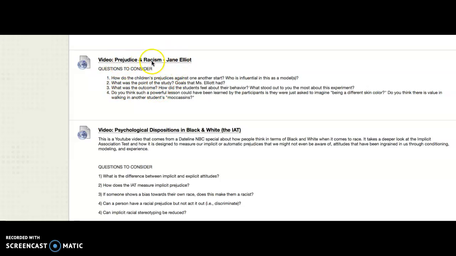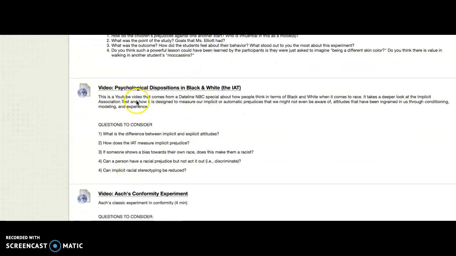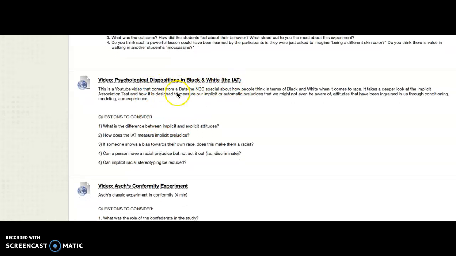So this discusses where prejudice and racism come from. It's Jane Elliott's study with her second graders, the brown-eyed, blue-eyed study. This is about a particular test that is designed to measure implicit prejudice. It's the IAT test. It's talked about in the lecture slides and in your text. It's a video that helps show you how the test works. They test it out on some people, and you can see the results.